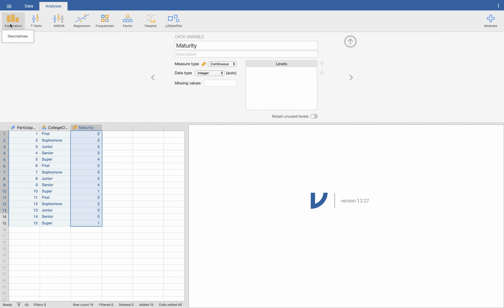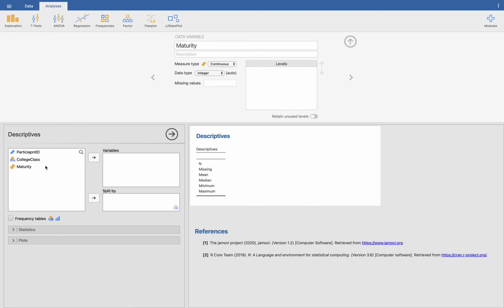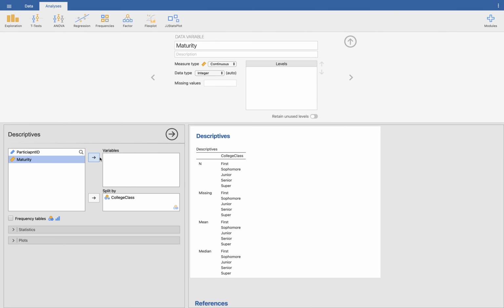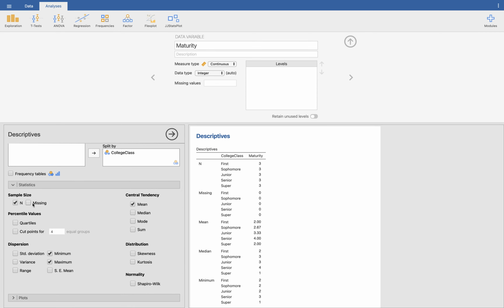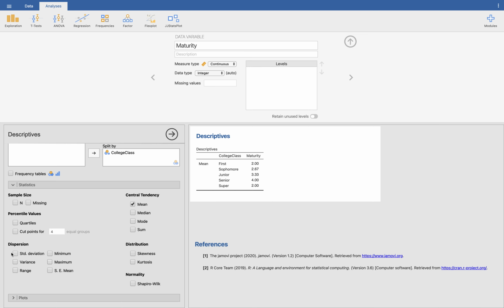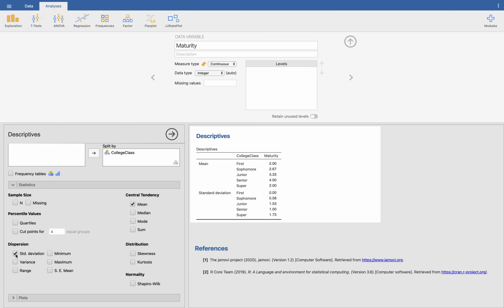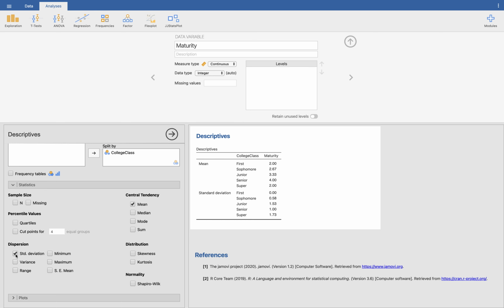Now, first thing I want to do, explore descriptives. Split by college class, maturity in the variables, statistics, mean and standard deviation. Just looking at this, it's kind of hard to tell what's going on, if anything's going on. We don't know, but we at least have all the means and standard deviations here in our data. The next thing I would like to do is go ahead and analyze my ANOVA.